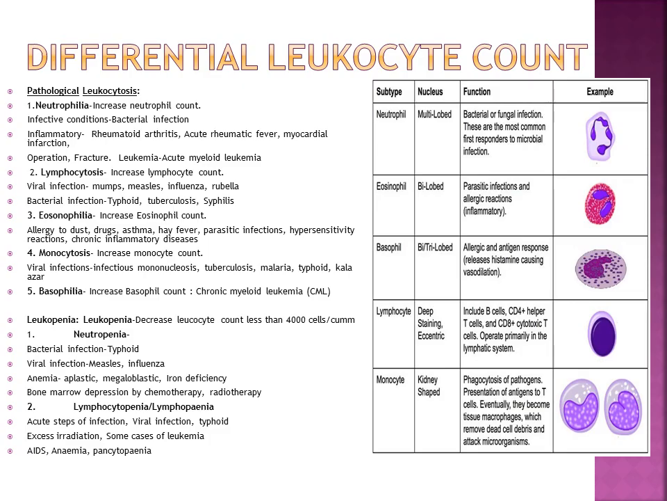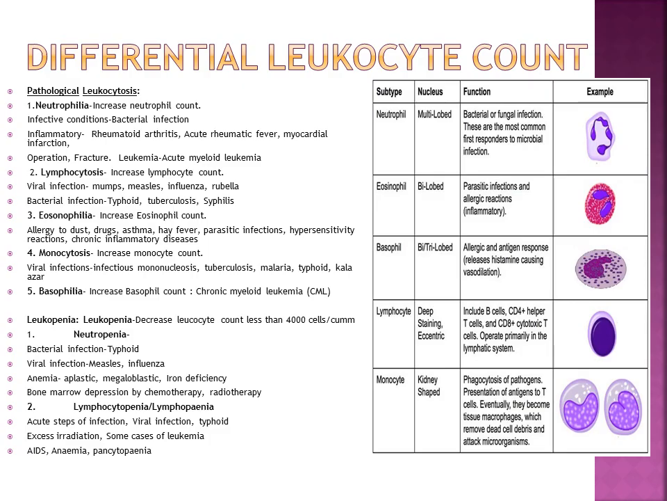Now we can see pathological leukocytosis because of the neutrophilia, that is increase in neutrophil count, and it is seen mainly in infective condition, that is infection due to bacteria, virus or parasites. Then inflammatory condition like rheumatoid arthritis, acute rheumatic fever, myocardial infarction, or because of the operation, fracture, and can be seen if the count is raised more than 70 to 80,000 or 1 lakh, it is called as leukemia.